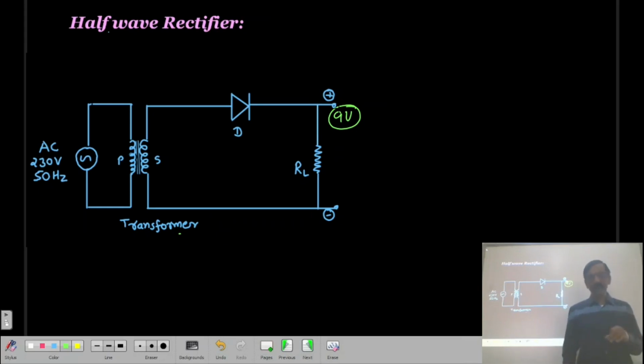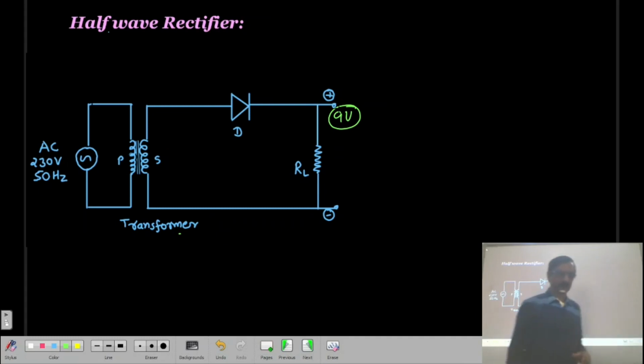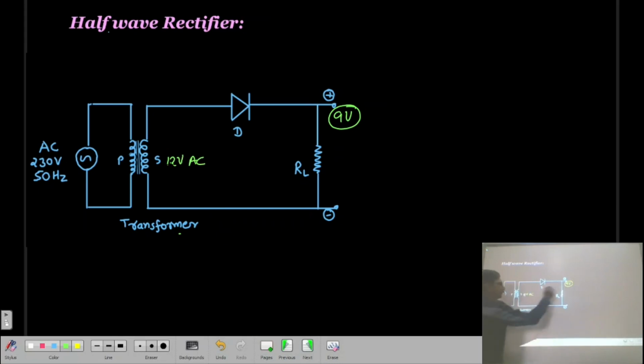So to generate 9 volt of DC, you require a lesser amount of AC voltage. So here we can use a step down transformer so that the 230 volt will be decreased to 12 volt. Here in the secondary, if we have 12 volt of AC, then most probably you will get 9 volt of DC. And that's why here the transformer is required to decrease the AC voltage.